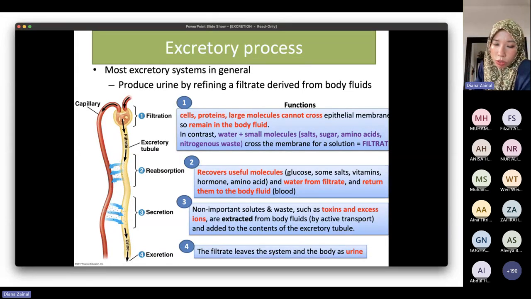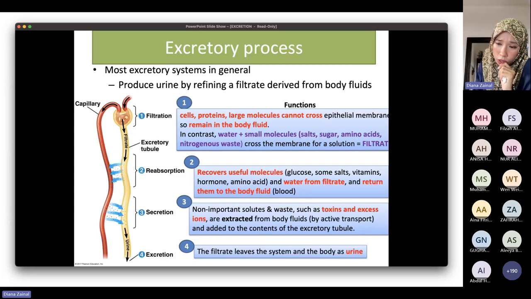So we recover useful molecules, especially the glucose for your cellular respiration, the salts for your osmoregulation process or the osmotic balance in your blood, and the vitamins, hormones and amino acids. As I said, the ribosome needs the amino acids to produce all the protein. And water from the filtrate is going to return to the body fluid, to your blood. We need these back in the body, we don't want to discard them as urine, so they're going to be reabsorbed. And the non-important solids and waste, especially the toxins, we don't need them.